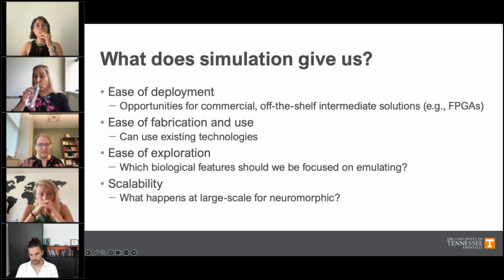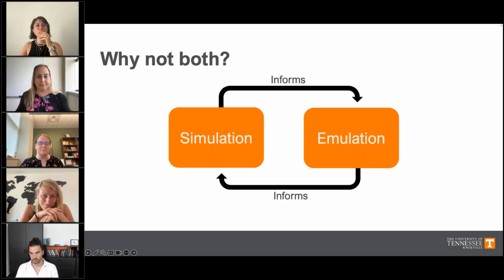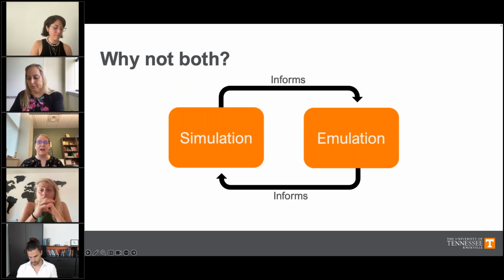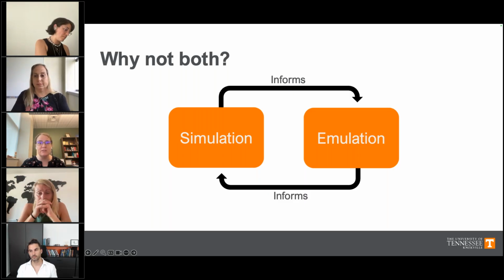Now, I'm on team simulation here, but really I'm on team why not both? So I think there is really an opportunity to have simulation inform emulation to help us understand what are the characteristics we need to focus on, what are the different computational primitives that are going to be of interest, and then have emulation in turn inform how we're doing simulation as well.